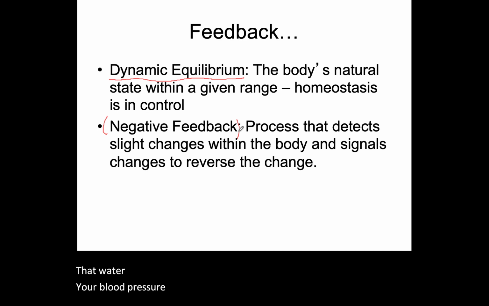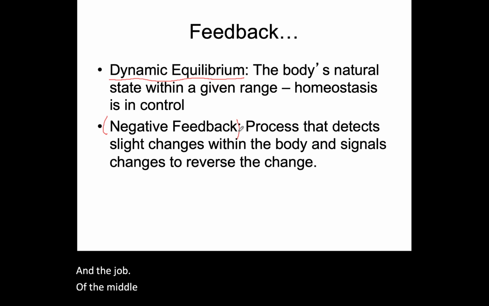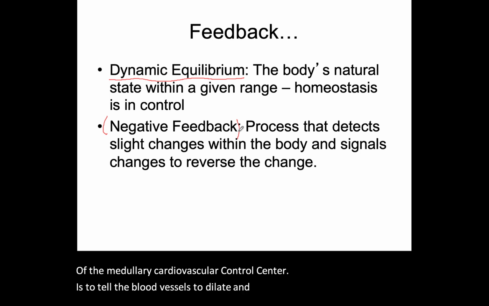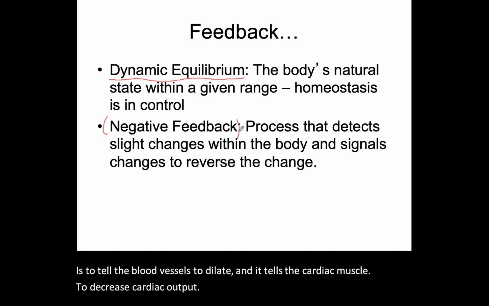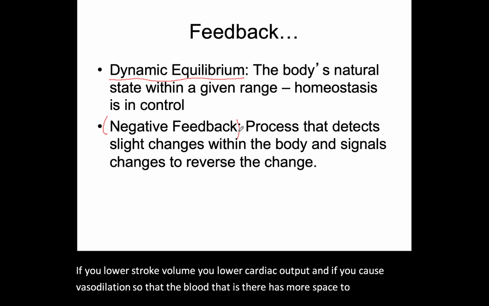Your blood pressure goes up. You've got these little baroreceptors that are there to monitor that. It sends a signal to the brainstem, the medulla oblongata. There's a region within that brainstem called the Medullary Cardiovascular Control Center, the MCCC. Its job is to tell the blood vessels to dilate, and it tells the cardiac muscle to decrease cardiac output to lower blood pressure. If you lower stroke volume, you lower cardiac output, and if you cause vasodilation so that the blood that is there has more space to fill, you lower your blood pressure.